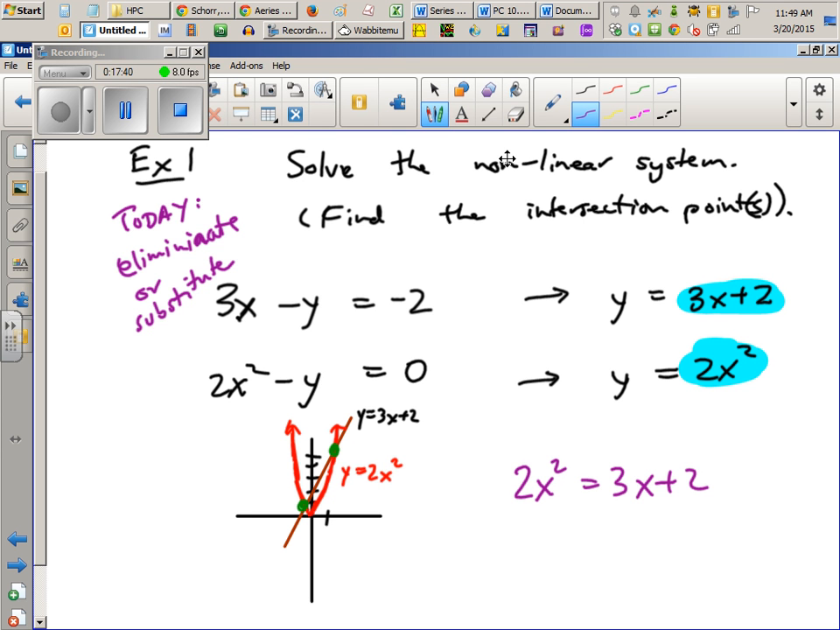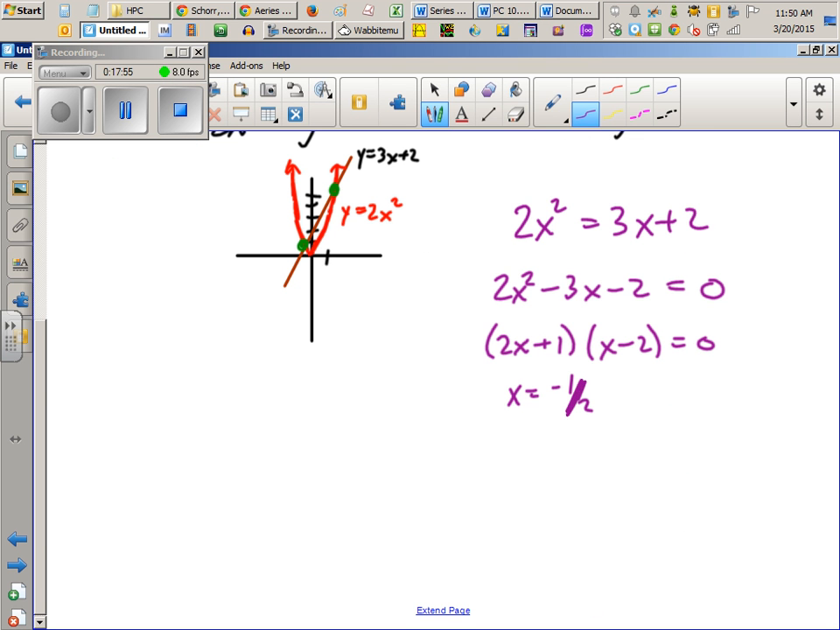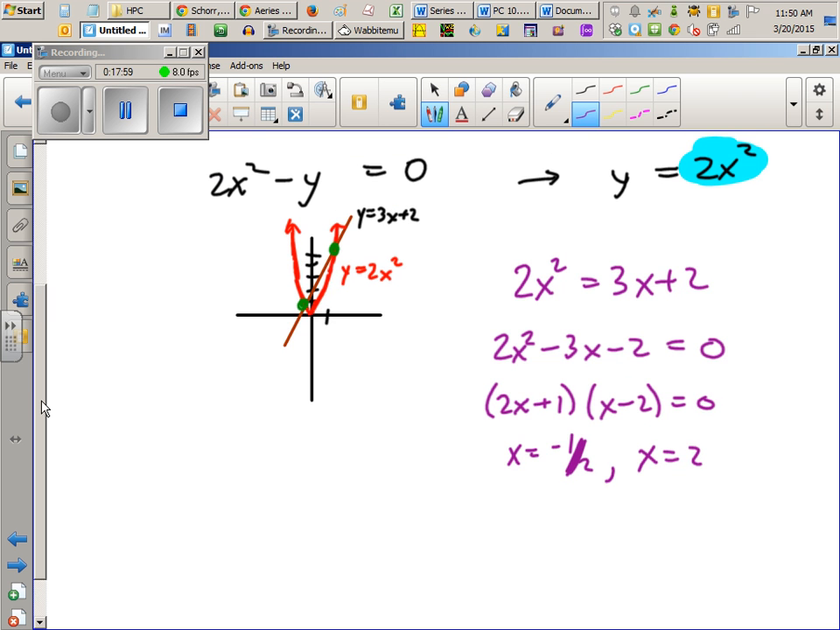And you need to know how to solve that, of course. Just bring everything to one side. Factor it. And you get x equals negative half. x equals 2. So which is it? It's both. See the two green points? These represent those two green points in the picture up above.